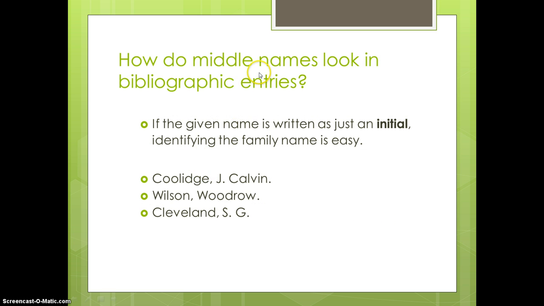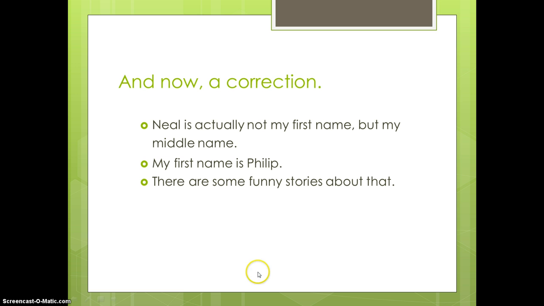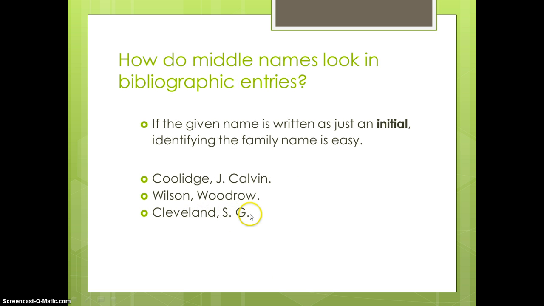So how do middle names look in bibliographic entries? Well, if they're just listing given names as initials, then it's easy. So for example, S. Grover Cleveland, well, SG, there's the first, there's the middle, there's the family name. Other times they might just give the initial, Coolidge, comma, J. Calvin. Sometimes they don't even do anything with the first name at all. They just say, for example, Wilson, comma, Woodrow. But again, the commas can tell you that these names here are the family names.